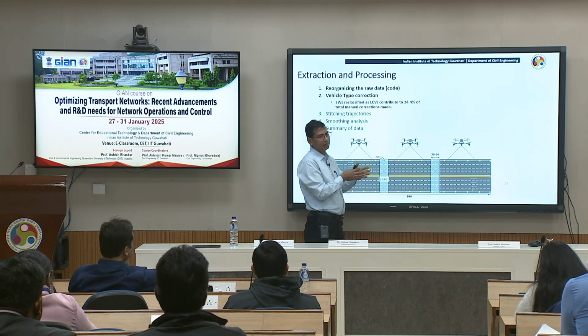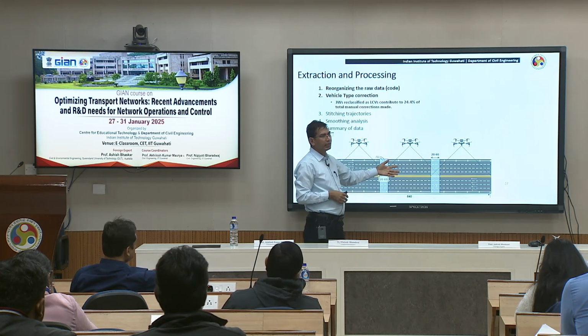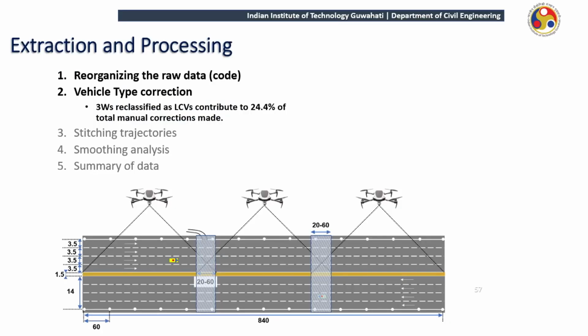The more the overlap, the better the accuracy of the trajectory will be. But this is a wastage of resources. If you had 100 meter overlap, then even with 3 drones, you would get a shorter length of trajectory. Here every drone will be collecting data simultaneously for 15 or maybe 20 minutes, and they are experts.